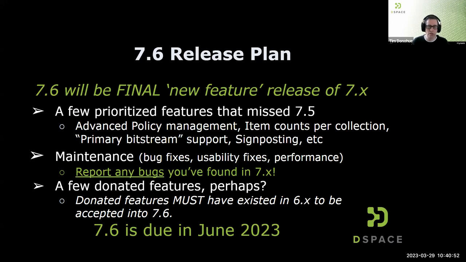The one limitation that we have is we're working really on trying to get DSpace 6 features into DSpace 7. So donated features need to have existed before in order to get into 7.6. Anything that's brand new, we're going to move back to the 8 release, which I'll talk about very briefly here in just a second. But 7.6 is due in June. The exact date is still being determined, but we're currently trying to aim towards early June, but we'll have an exact date listed on the website and wiki soon enough once that gets finalized.